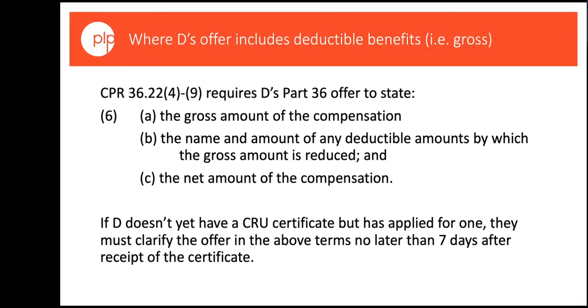name and amount of any deductible benefits by which that gross amount is going to be reduced, and the net amount of the compensation. So you should be able to say to the claimant, if they've had an offer made to them, this is how much you are going to be walking away with.